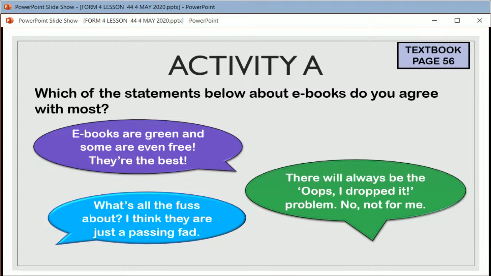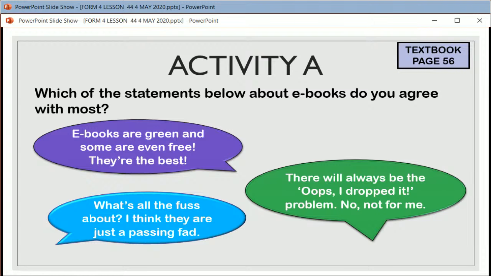Right, so out of these three statements, which one do you agree with most? More anti-gravity ebook. That would be a floating ebook. Brian agrees with the first statement. Yeah, so Brian doesn't like ebooks because of the problem of dropping it. Adam agrees with the first one. They are free, they are the best. So Adam doesn't like to carry a lot of books in his bag.